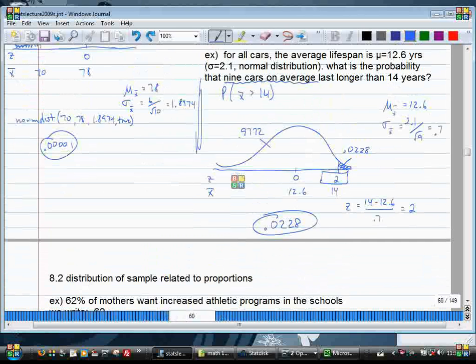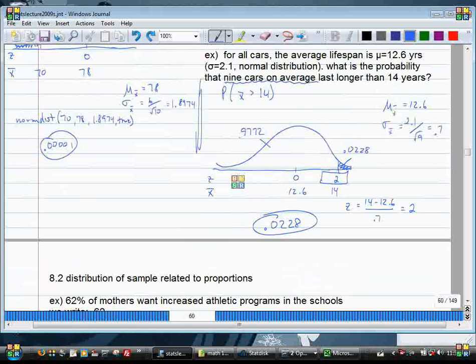Okay, so we're going to introduce a new idea. It's kind of a simple one right now, the idea of proportions. So it comes from a statement like this. 62% of mothers want increased athletic programs in the schools. Alright, so this should seem like a fairly common sort of statement that you would hear. Comes from someone, for example, taking a poll.